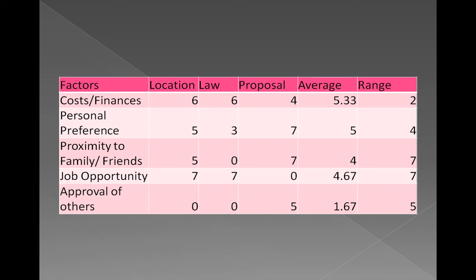The information that will impact Matthew's decisions can be collated into the general items: cost and finances, personal preferences, proximity to family and friends, job opportunity, and the approval of others. These categories are then ranked by Matthew and an expert on their level of relative importance. They are ranked on a scale from 0 to 7 for each decision, and the average level of importance and range of importance are calculated and then analyzed to determine the priority of the information.